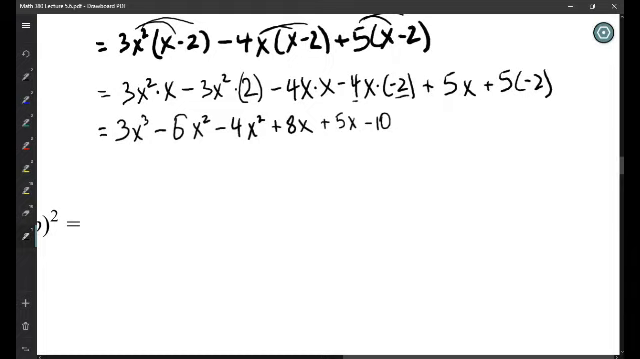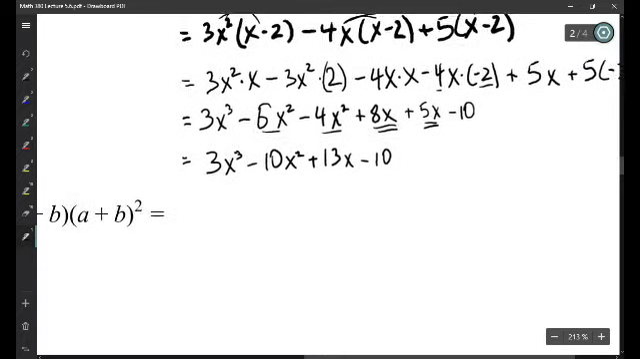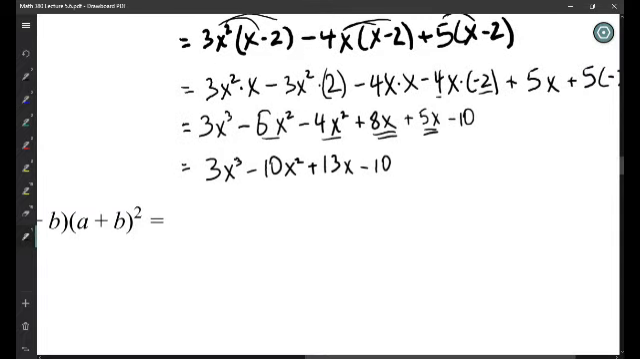Then simply combine like terms. We have two sets of like terms here and here. That gets us 3x cubed minus 10x squared plus 13x minus 10. Which is our answer.